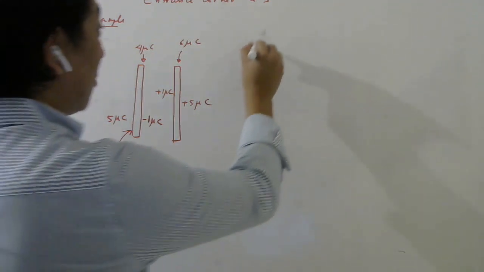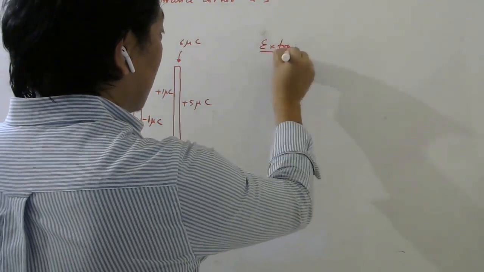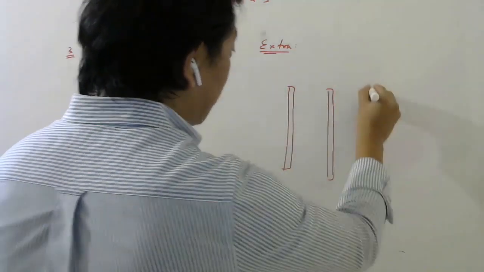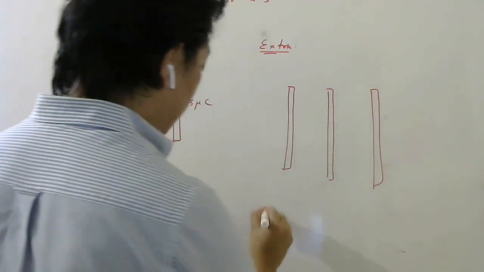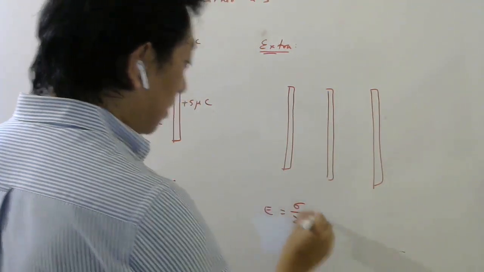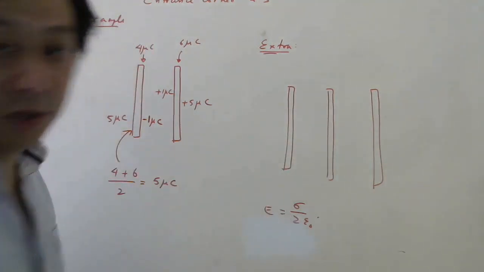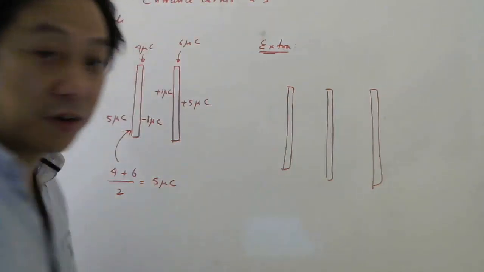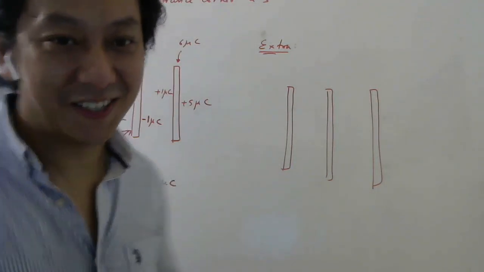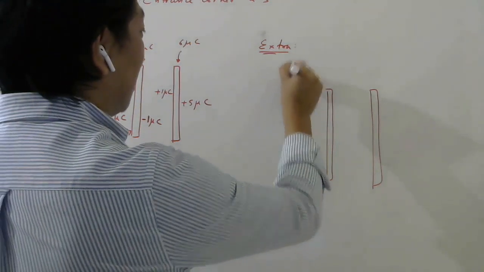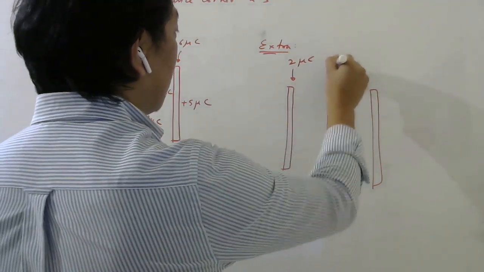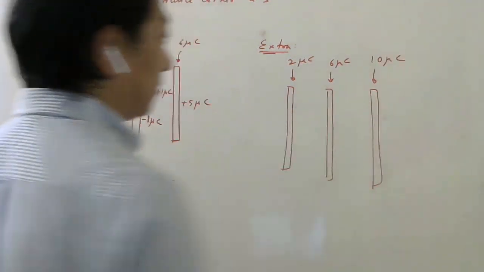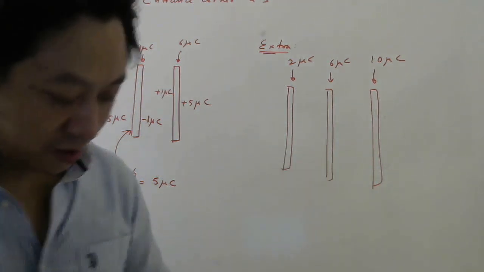Okay, so let me give one extra question now. Suppose I give you 3 plates. All these are large plates because we have used the formula E equal to sigma by 2 epsilon naught. So for each sheet, we have used this formula, right? So it is important that you assume the plates are large because the formula was derived for infinite sheets. So look carefully. Suppose I give here 2 microcoulomb, 6 microcoulomb, and 10 microcoulomb. So you have to tell me the distribution of the charge.